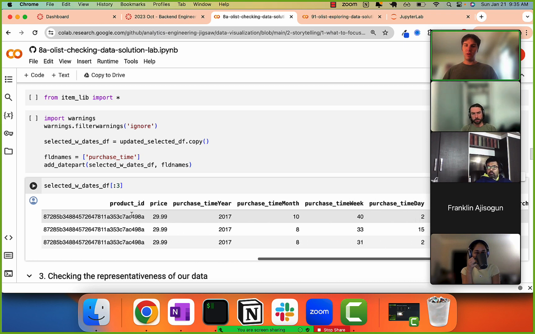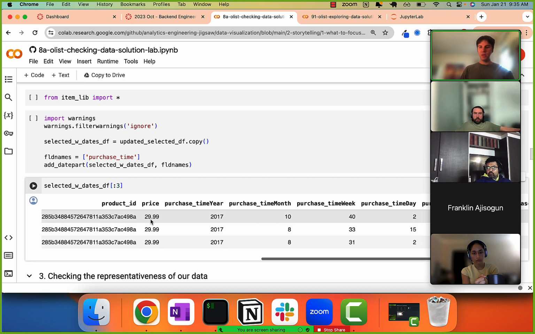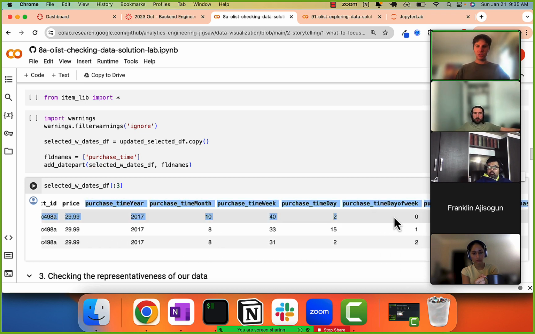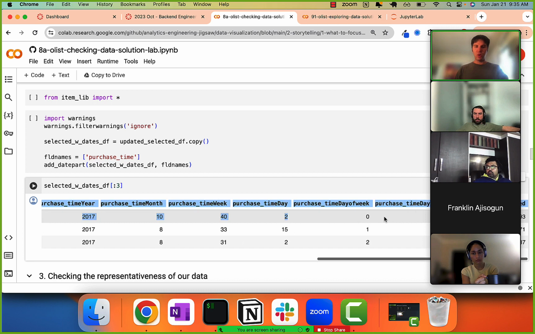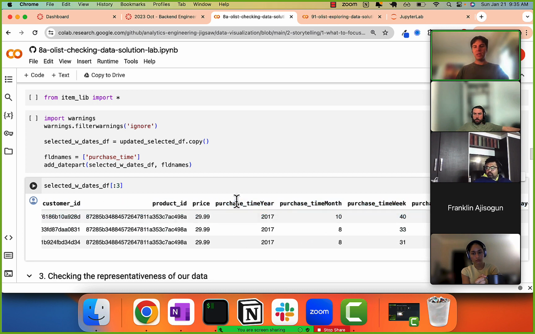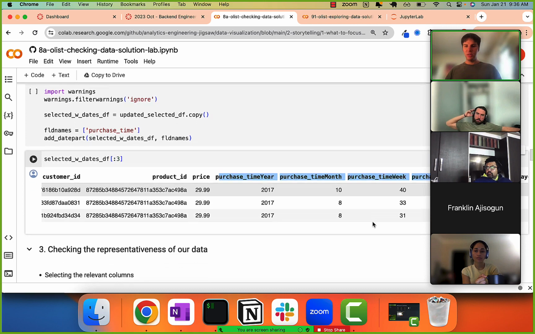So part of the point is we're able to make these changes pretty quickly. We have our add date part function. Just call it. You actually don't need to understand it too deeply. If you want to go through it, that's fine. But the whole purpose of it is just to produce all these other features. And again, we can do that for any column that has a datetime. For instance, if it was a user sign up time, we could potentially have two sets of datetime features.